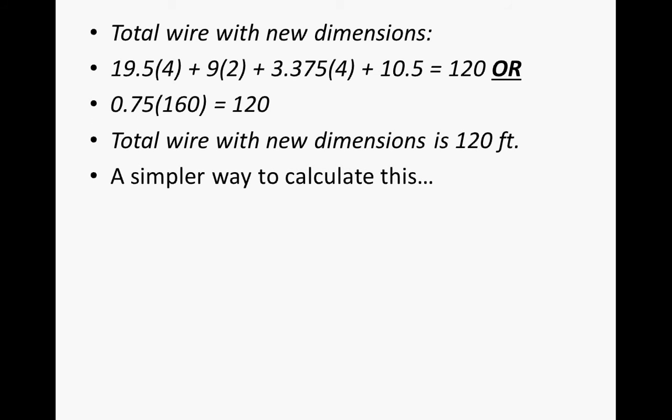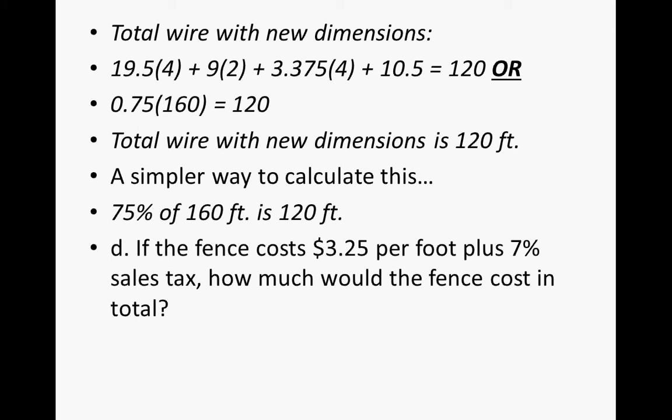Let's take a look at the simpler way to calculate this. Well, 75% of 160 feet is 120 feet. Well, if the fence costs $3.25 per foot plus 7% sales tax, how much would the fence cost in total?